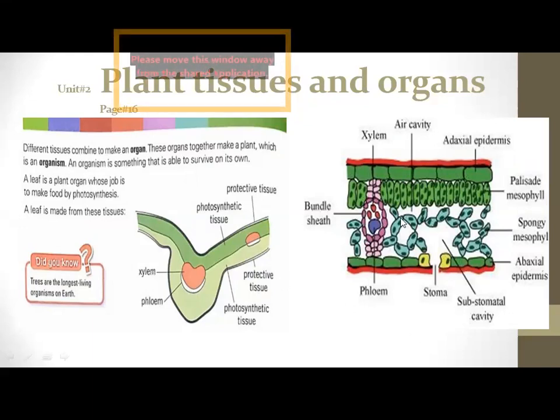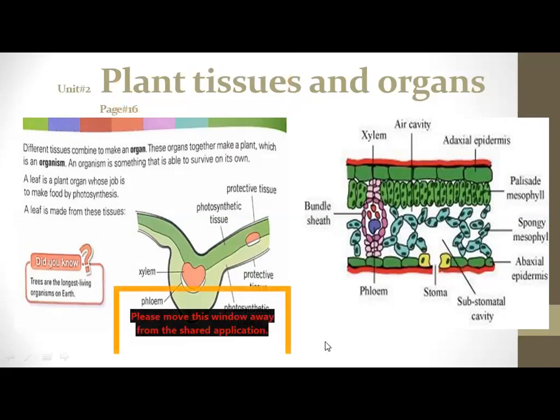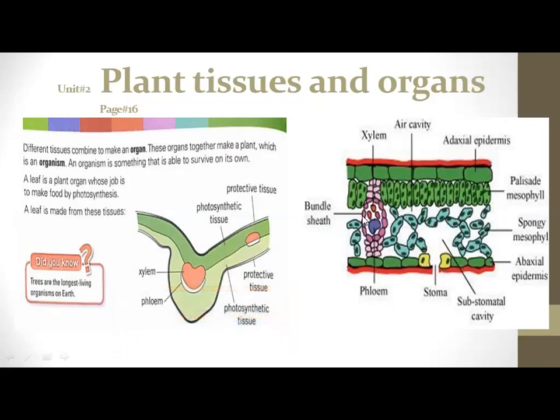This is the internal structure of a leaf. You can see here that there are some epidermises. This is the so-called adaxial epidermis. These are air cavities in between these epidermises. Below them, you can see this is a junction of xylem and phloem. These are the so-called bundle sheath.